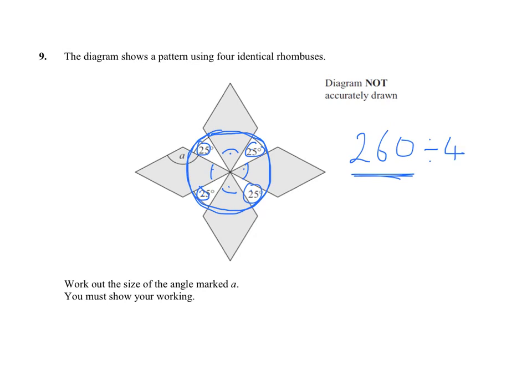So what we've found out so far is that one of these angles here is 65, and that makes this angle across here 65 because this shape here is a rhombus, and in a rhombus the opposite angles are the same size. So 65 and 65. This angle here is the same as angle A.